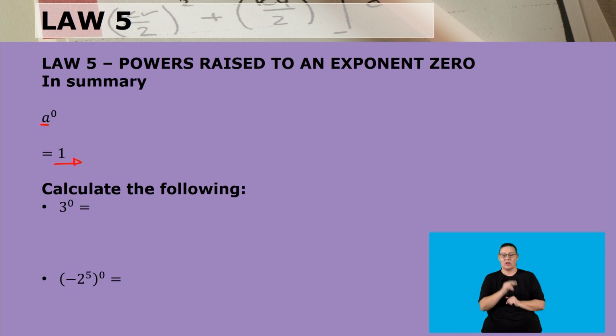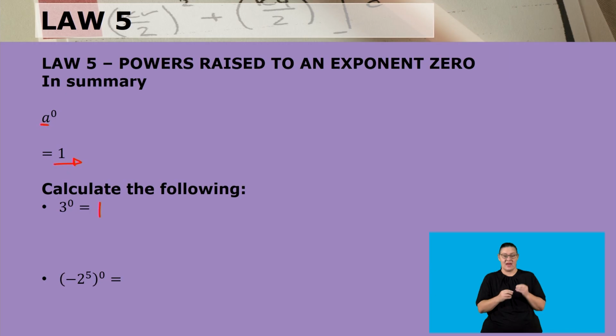Let's look at the following calculations and see how we can apply this law within our calculations. Let's calculate the following. Now we have been given 3 exponent 0, and since we saw that a number raised to the exponent 0 will be equal to, well, if you are thinking of 1, then you are absolutely correct.